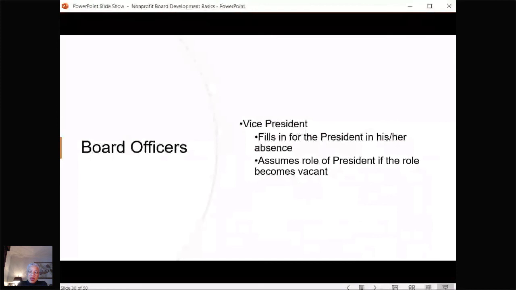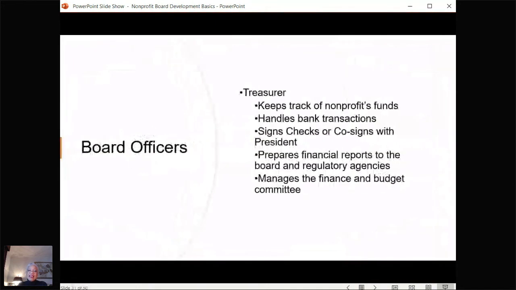All right, so the vice president, we know, fills in when the president is absent. That means that they could run meetings. That means that they can sign checks in their absence. They, depending on your bylaws, can sign contracts in the absence of the president.